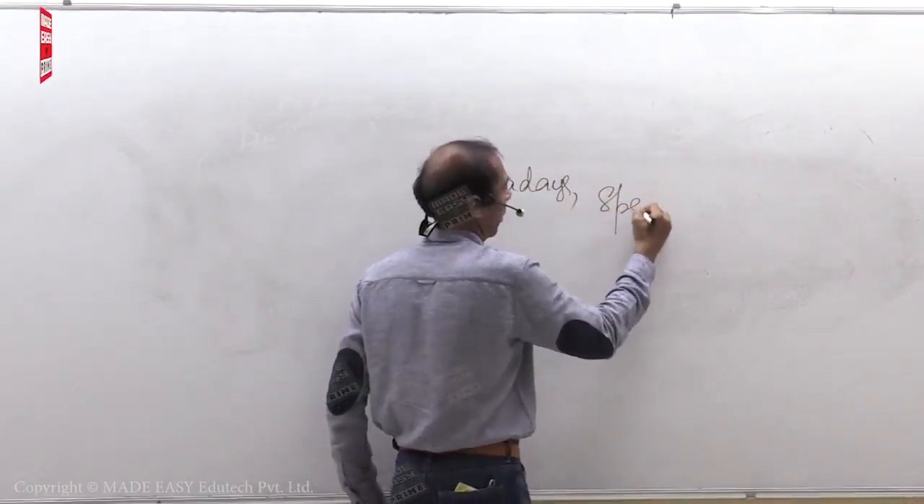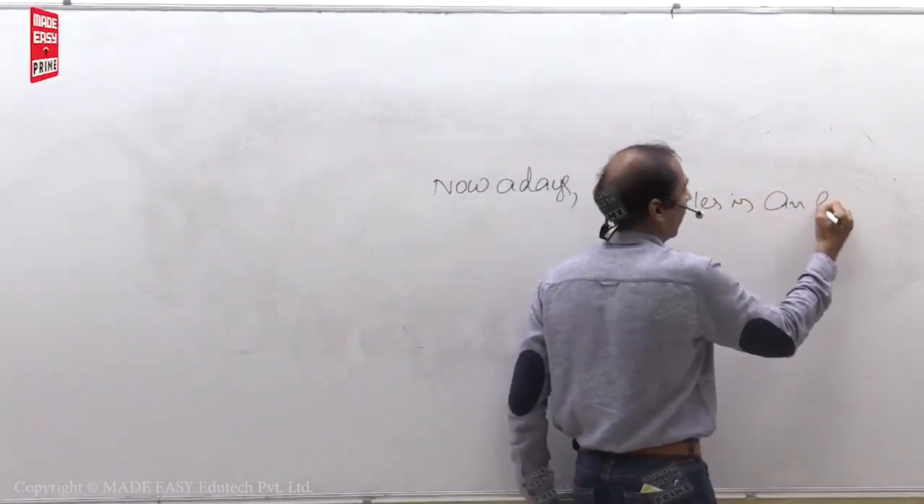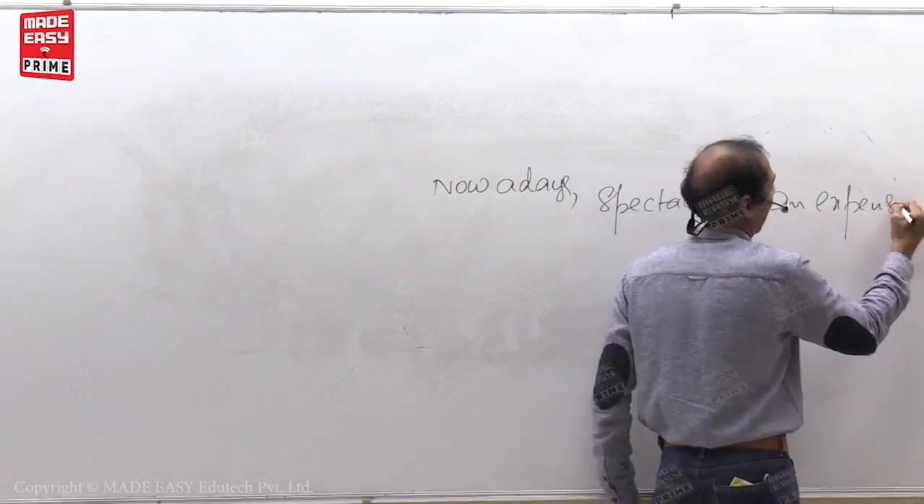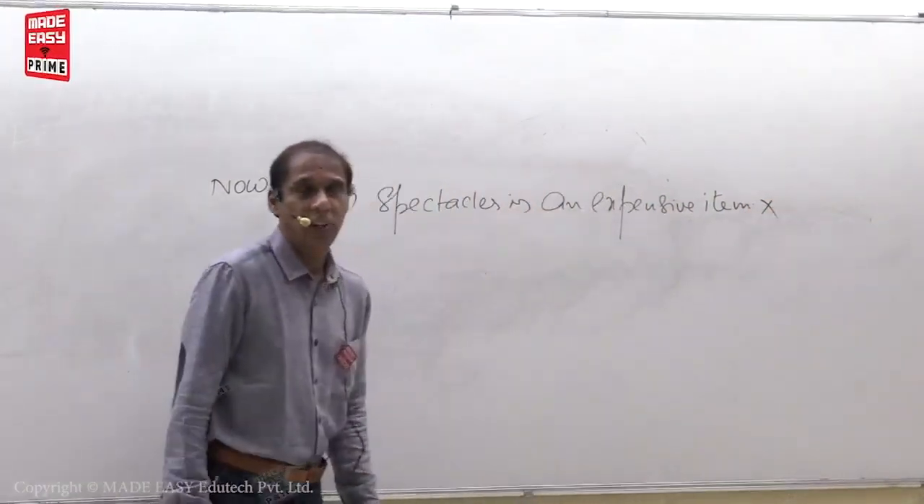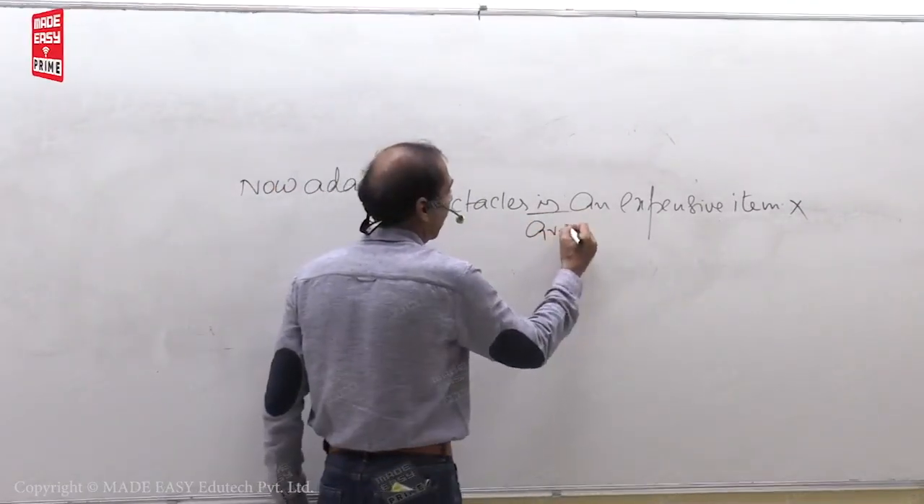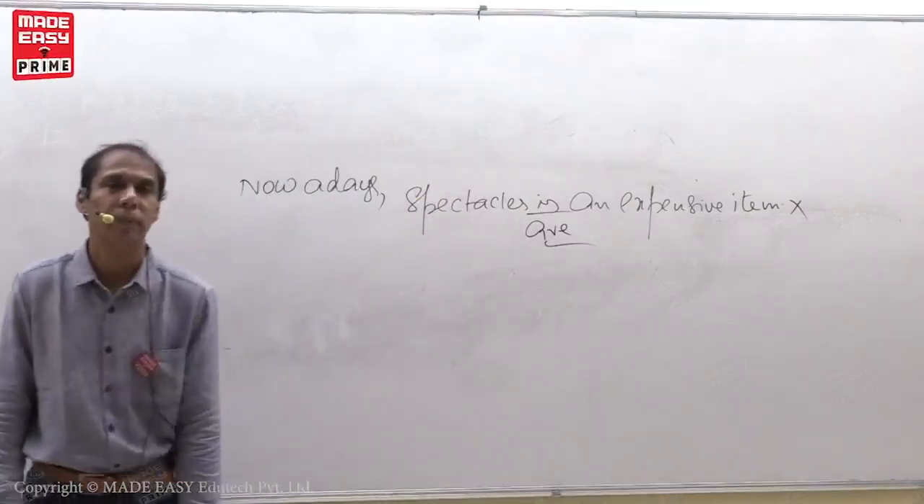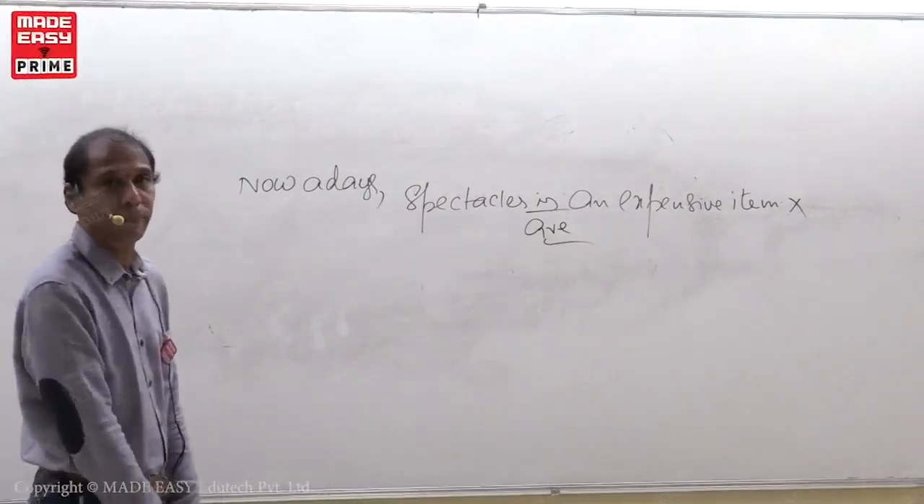Nowadays, spectacles is an expensive item. Wrong. Of course, it is one piece. Don't use singular verbs. Spectacles are an expensive item. Not spectacles is. Spectacles are. Okay.